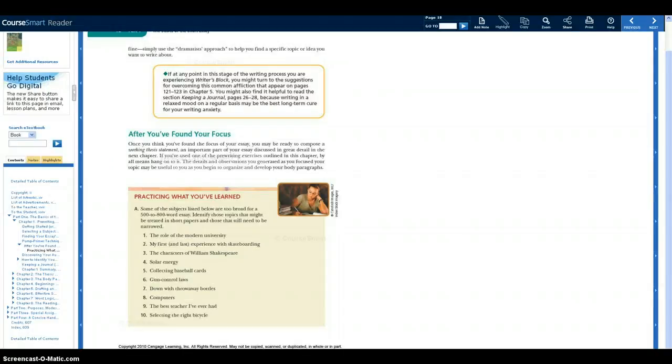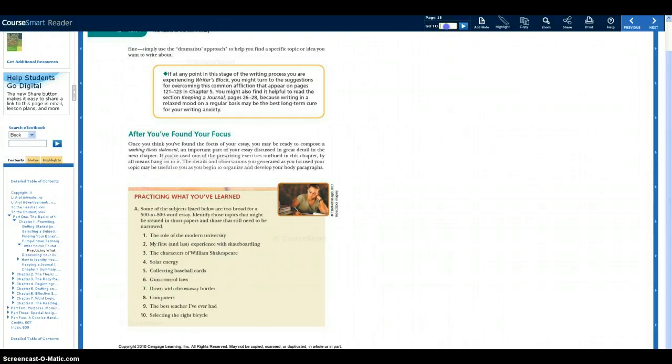On page 18, exercise A, you're going to be asked to look at each one of these topics and decide whether or not you could cover that adequately in a 500 to 800 word essay. So basically we're talking about a 2 to maybe 3 page paper. Can you talk about everything that you would need to say about that subject in an essay of 2 to 3 pages? Basically, all you need to do is write down numbers 1 through 10 and then say yes or no. And if you say no, then explain why.